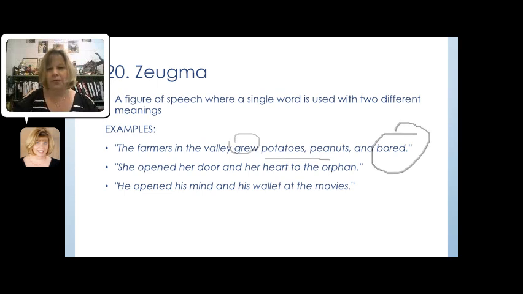Or she opened her door and her heart to the orphan. Or he opened his mind and his wallet at the movies. So zeugma is where this individual single word can be used in two different meanings.